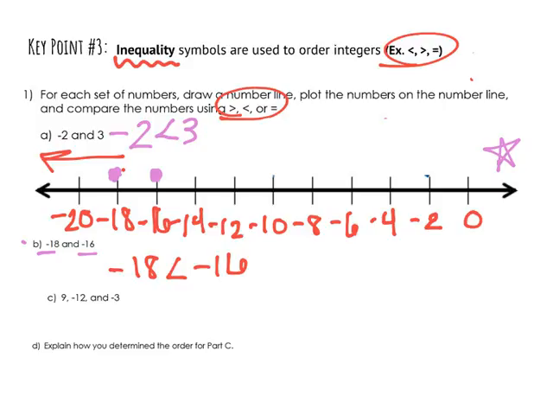I know that negative 16 is larger or greater than negative 18 because it is closer to 0 on the number line. It is further to the right on the number line.